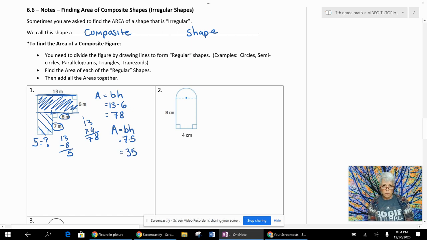But we're not done. We need to add these two together now. We have a 78, we have a 35. So the area of this composite shape equals 113 meters. And don't forget to square it, squared.